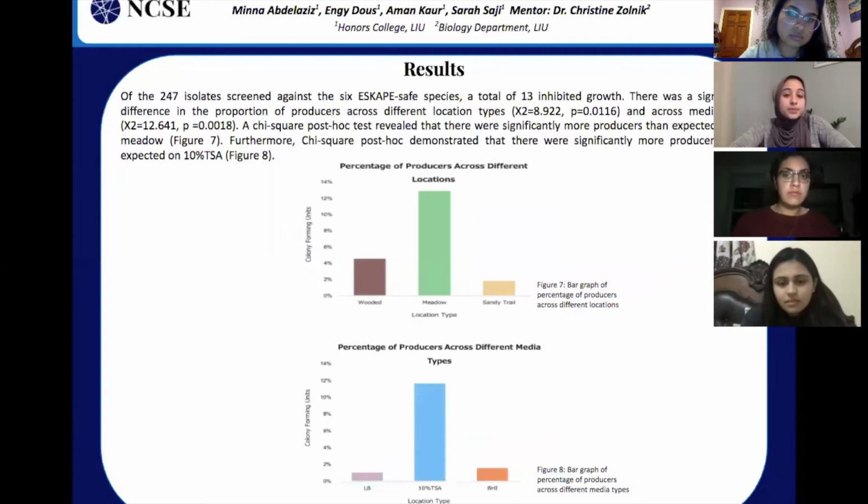If we move on, you can see in these 2 figures over here, these 2 are comparing the percentage of producers now across the different locations and across the different media types. So in the first figure, you can see that now there is a significantly higher percentage of producers in the meadow than comparing the other 2 locations. And similarly with the media types, there was a significantly higher percentage of producers in the 10% TSA than the other 2 media types.